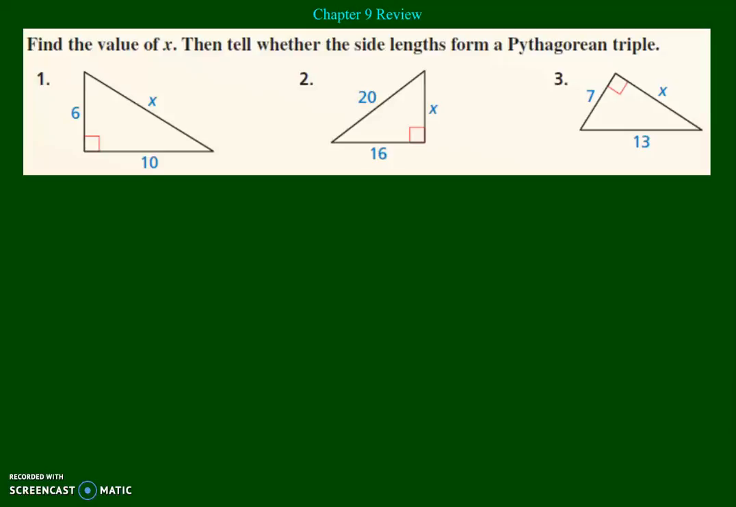This is part 1 of the Chapter 9 review. So let's begin with problem 1 of the review. Find the value of x, then tell whether the side lengths form a Pythagorean triple.